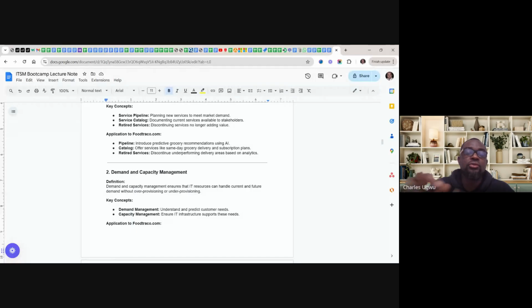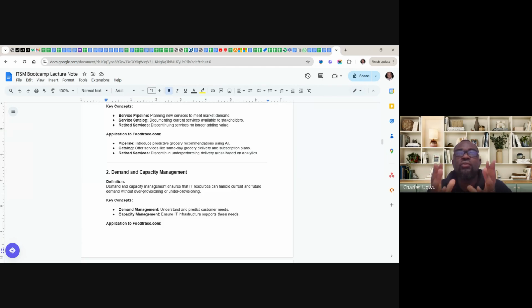Okay, number 2, demand and capacity management. Demand and capacity management ensures that IT resources can handle current and future demand without over-provisioning or under-provisioning. We need to put the demand and capacity on a scale. Looking at whatever we are doing, we need to scale up. And that will help us while selecting IT infrastructure. Now we are talking about scalability.